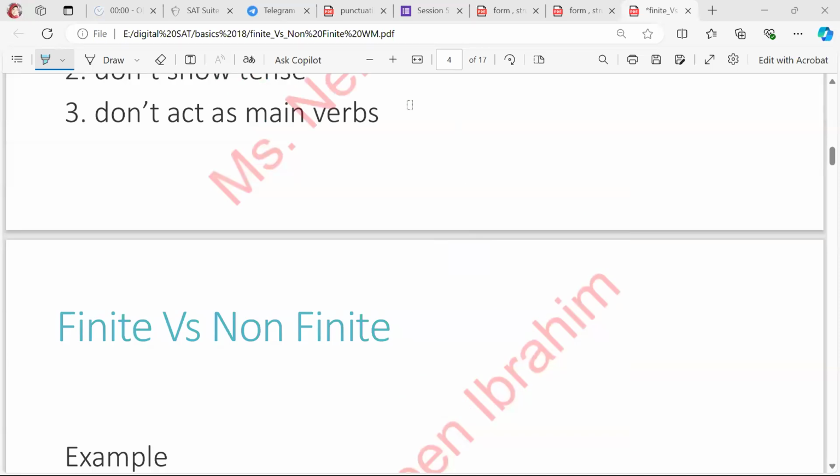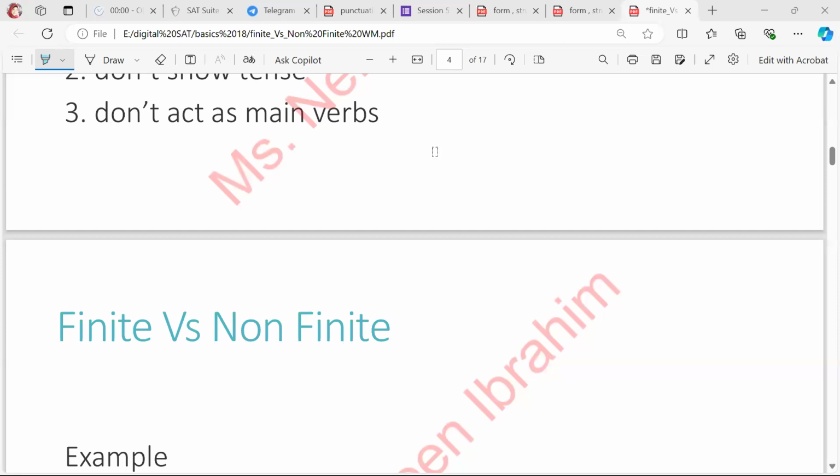Let me choose one of the gentlemen. Yes, Omar. Do you know the third condition? It should be a main verb. Yeah, it should be a main verb. It changes according to the subject, right? Yeah. Excellent. Thank you so much.